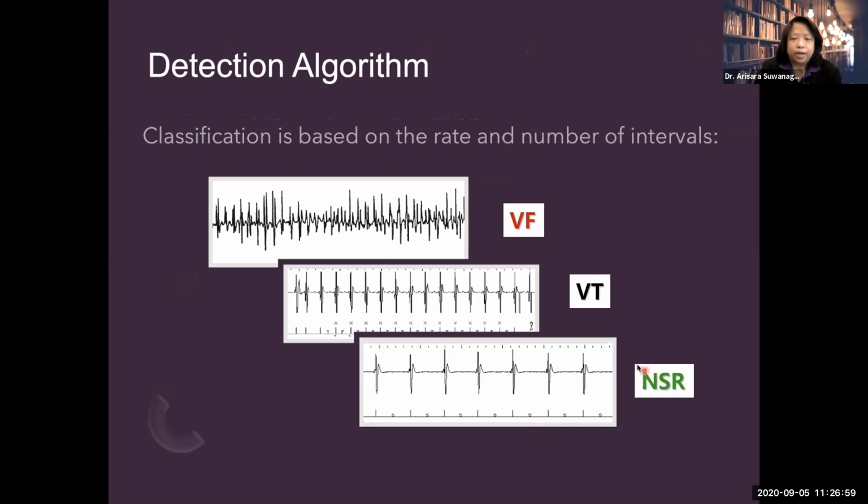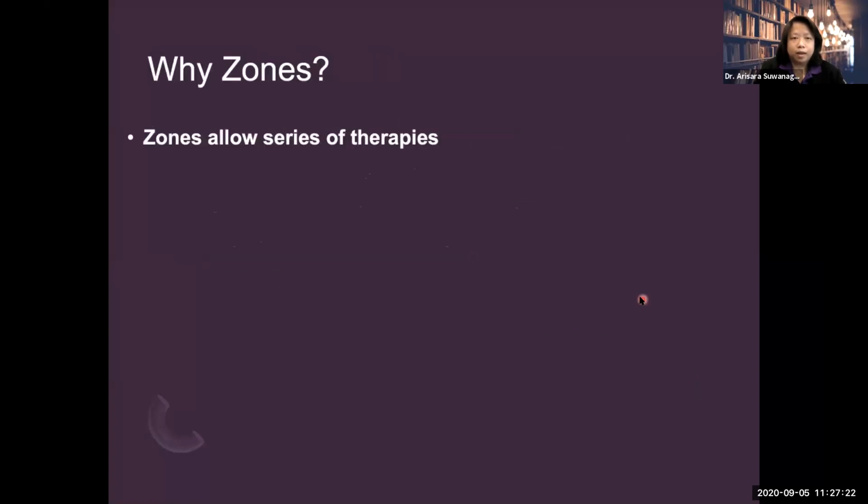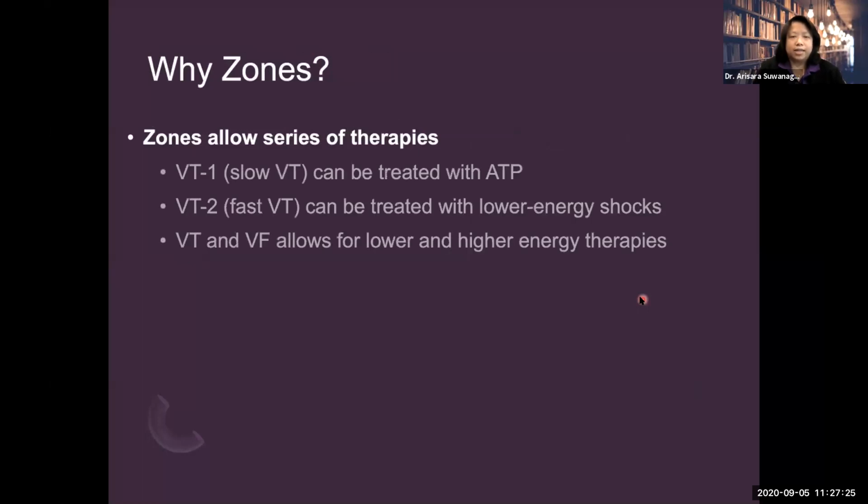We can also give a monitoring zone in the VT1 as well. So you can define for each zone whether it's going to have a therapy or just monitoring only. And these will be based on rate and number of intervals of the arrhythmia. In each zone, like I said, you can define whether you need a treatment or not. If you don't want a treatment, you just put it in monitoring only. If you want overdrive pacing only, you can define it as an ATP only zone. Or if you want a shocking zone with ATP or overdrive as well, you can also program like that.